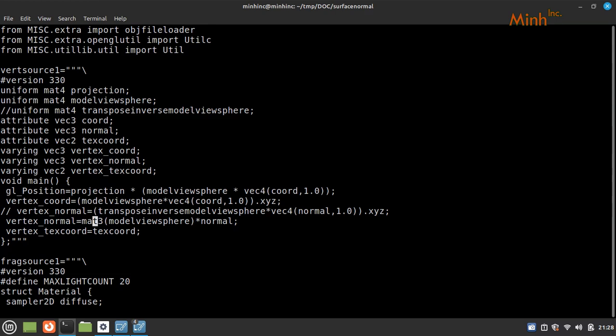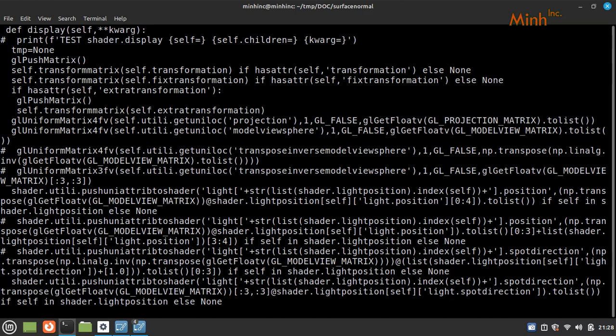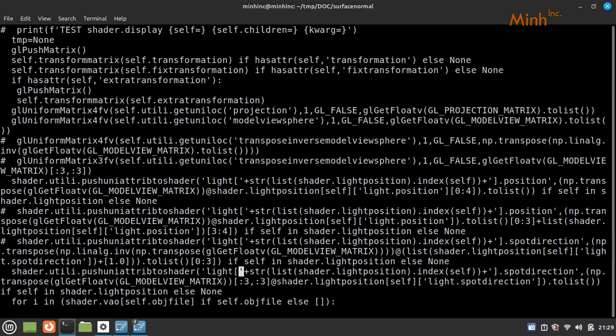Okay, so for the normal, the transformation we receive is nothing but only rotation. That is the top 3 rows and top 3 columns of the model view matrix. We don't need any calculation of transpose inverse at all. In lighting also we don't need it. In lighting also we are just passing the simple model view.